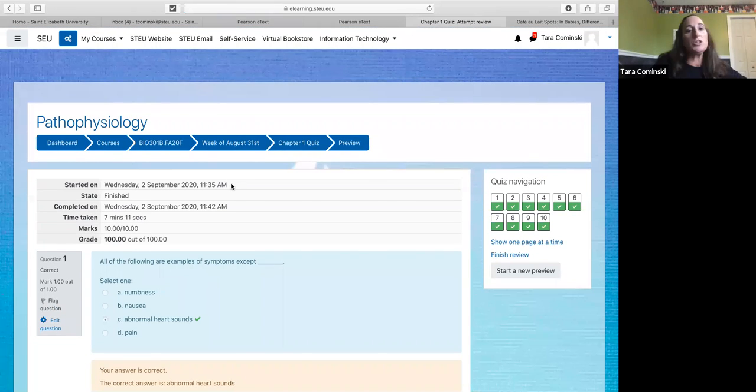So any other questions about chapter 1? I think chapter 1's super basic and pretty straightforward, mostly terminology. But I don't think it's too bad.